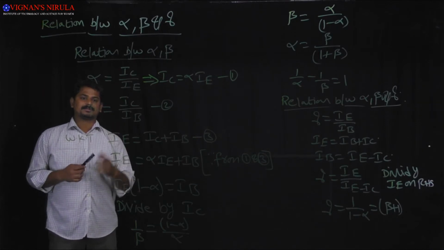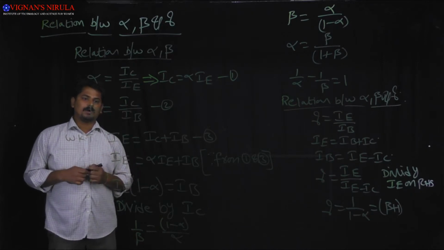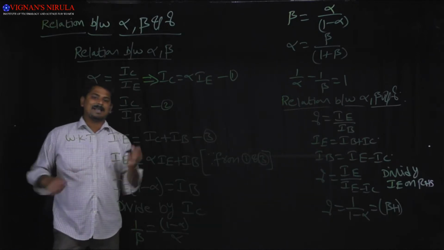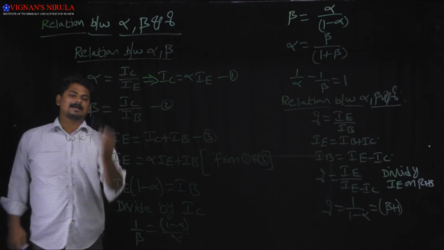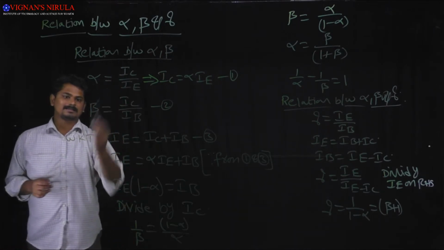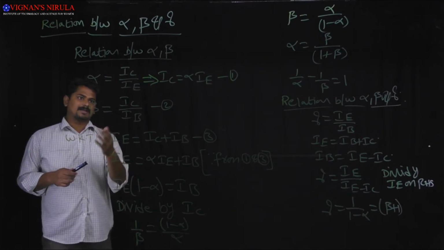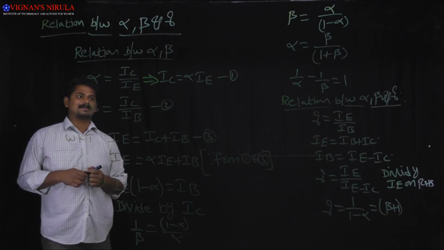So we know that the current gain for common base, alpha, is the ratio of output current divided by input current. So that is IC divided by IE. Here IC is the collector current, the output of the common base configuration, and IE is the input current of the common base configuration. From that we can write that the collector current is equal to alpha into IE.